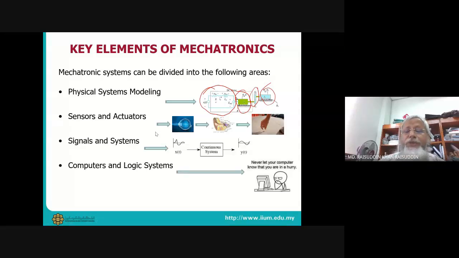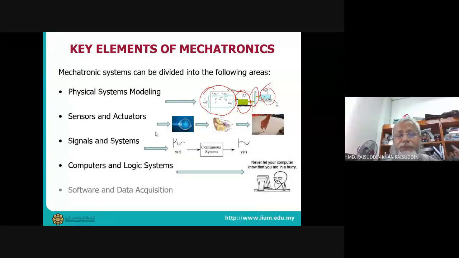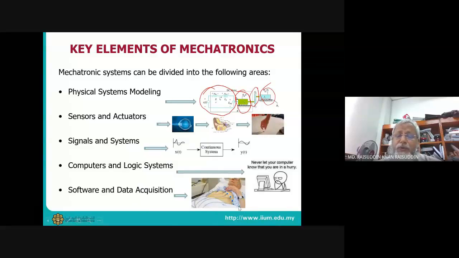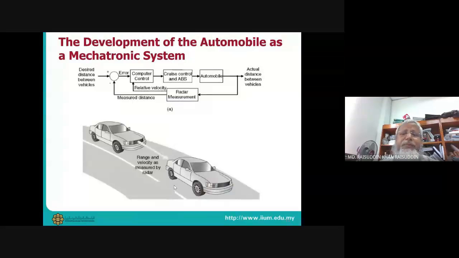And computer and logic systems. So of course, after this, sensors and actuators are linked to the computer, which gets the decision from the sensor models, and then it gives the input to the actuators for its motion. And also we have the data acquisition. You see, this is an ECG. So here we have the sensors. We are collecting the data, and out of this data, you are actually giving the diagnostics. So what is the condition of the heart of the person? That is also a mechatronics device.